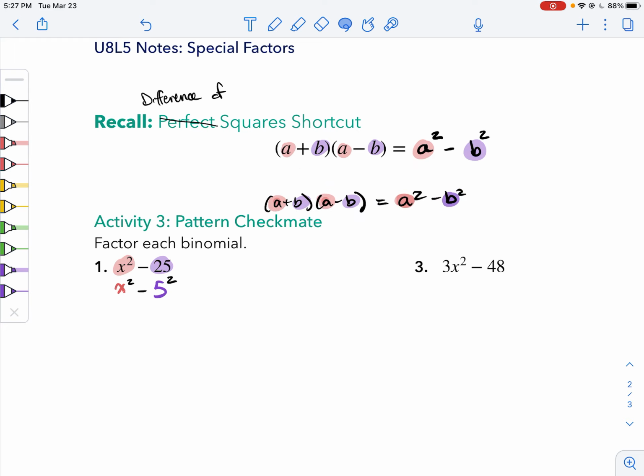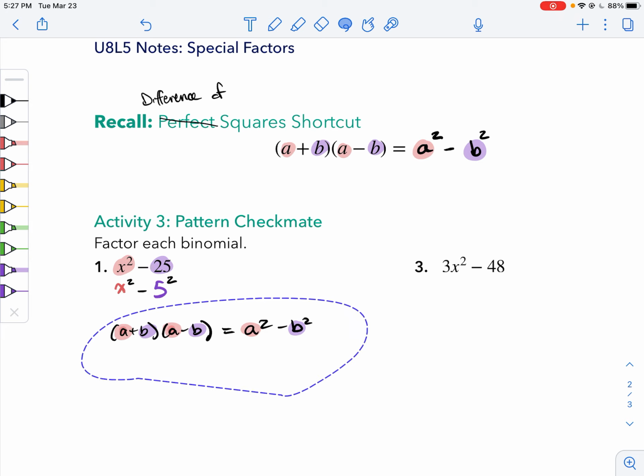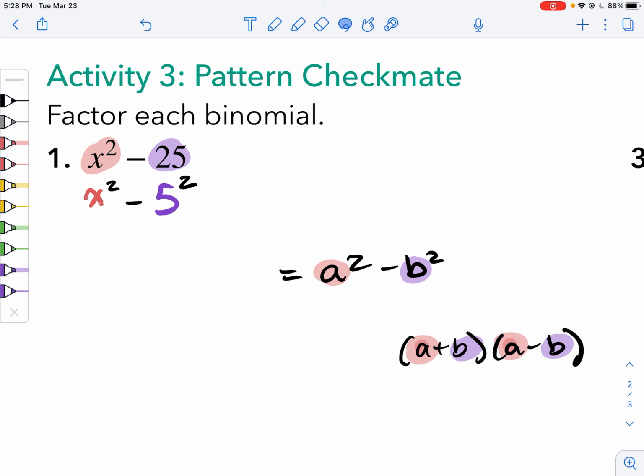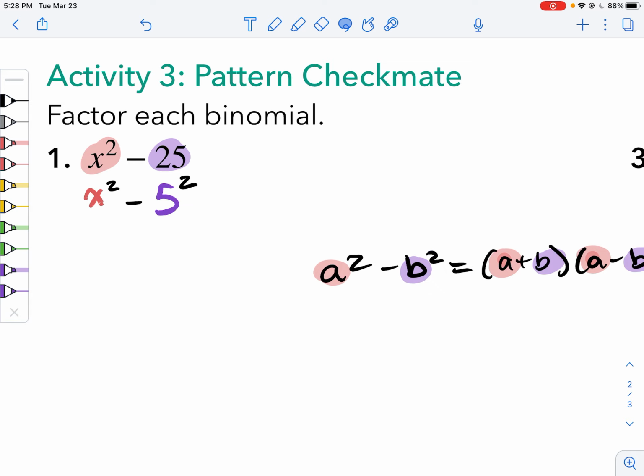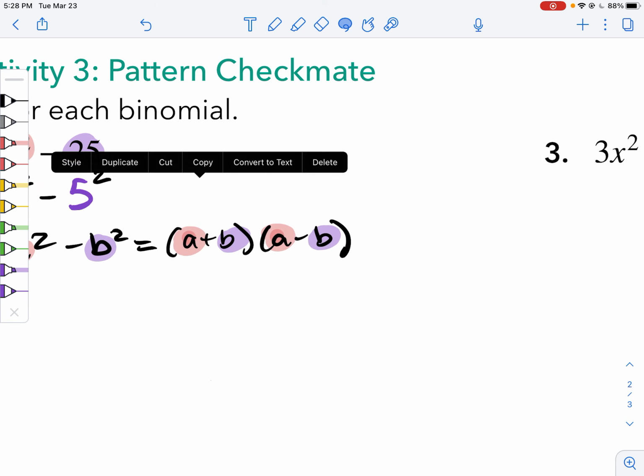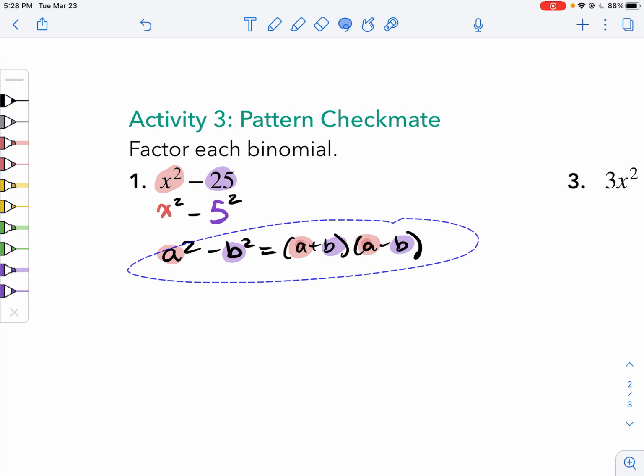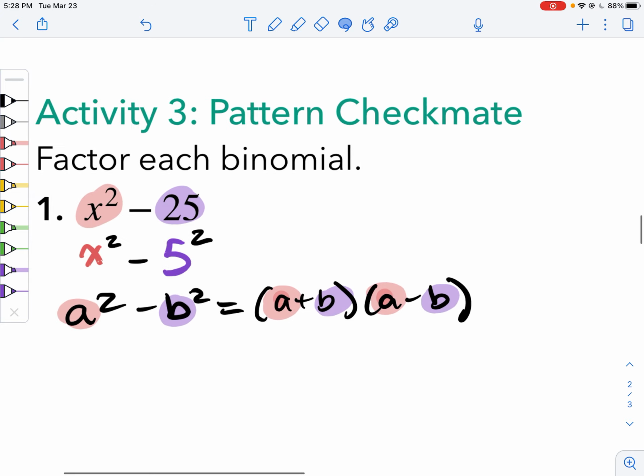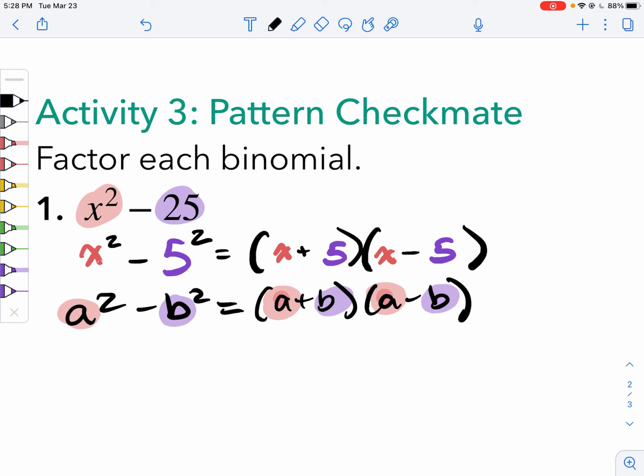Well, check it out. Nice. I'm gonna rearrange these. Is that okay? I'm gonna put them on this side of the equal sign so that they line up. Here our a term is now x, so everywhere we have an a we're gonna replace it with an x. And everywhere we have a b, we're gonna replace it with 5. So to factor this, we have x plus 5 times x minus 5. Isn't that so fun? That's so fun.